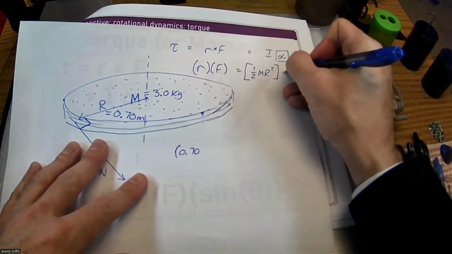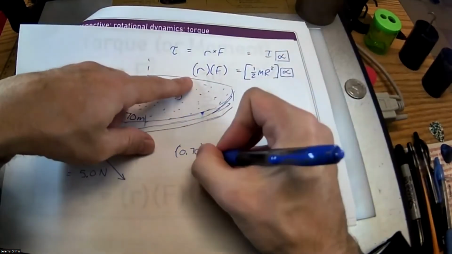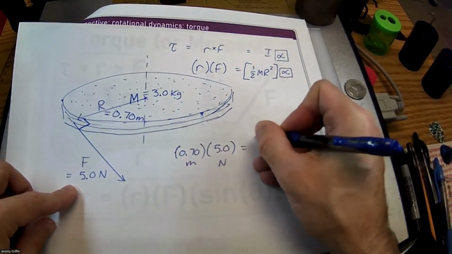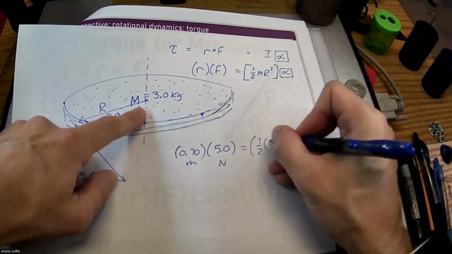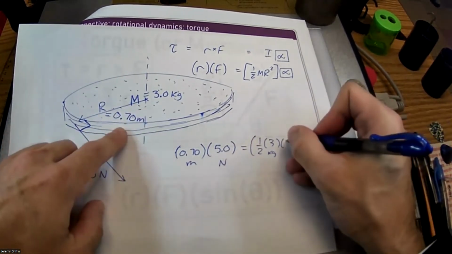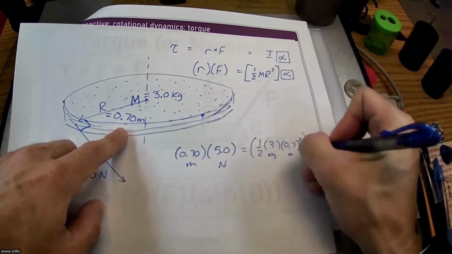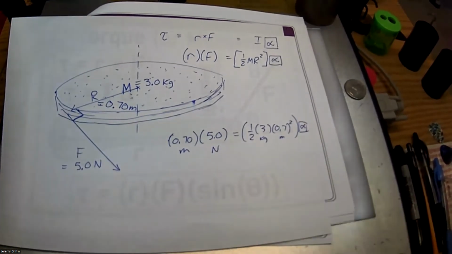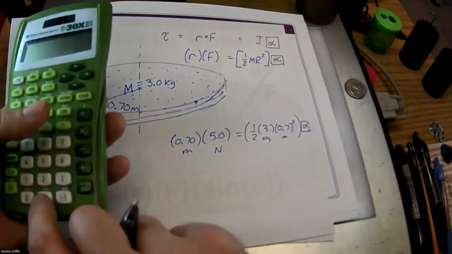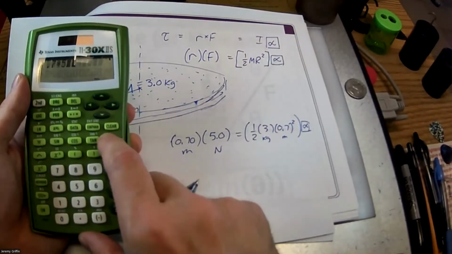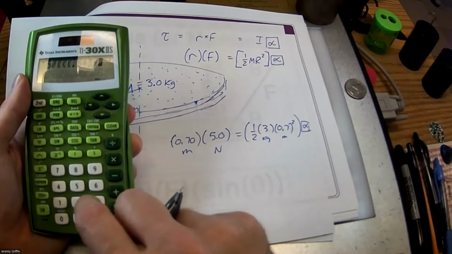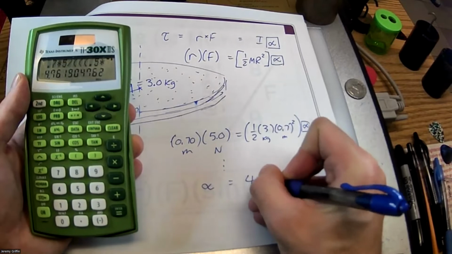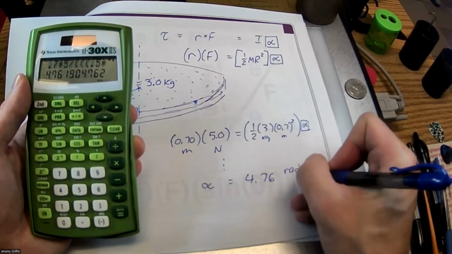Okay, and then alpha, solve for alpha. You got 0.7 meters times the force of 5 newtons is equal to 1/2 times 3 kilograms times 0.7 meters squared, all times alpha. Then take this bit in parentheses, divide it down here, and I can solve for alpha. So it's that 0.7 times 5 divided by 1/2 by 3 by 0.7 squared. Cut through some algebra. I'm getting alpha is equal to 4.76. That'd be radians per second squared.